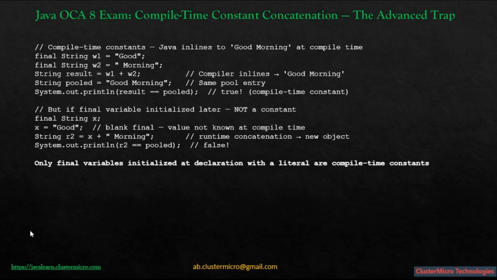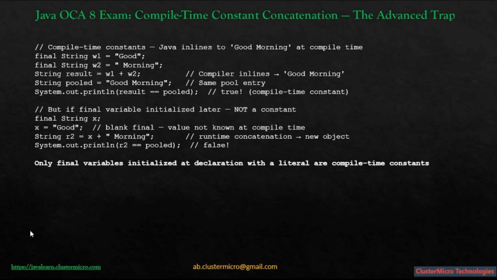Like we discussed, here the variable is declared as final, but its value is assigned later, not at the point of declaration. This means the value is determined at runtime, not at compile time. As a result, when this variable is used in concatenation, Java creates a new string object on the heap rather than using the string pool. In this situation, using equals to compare with a pool string will return false.